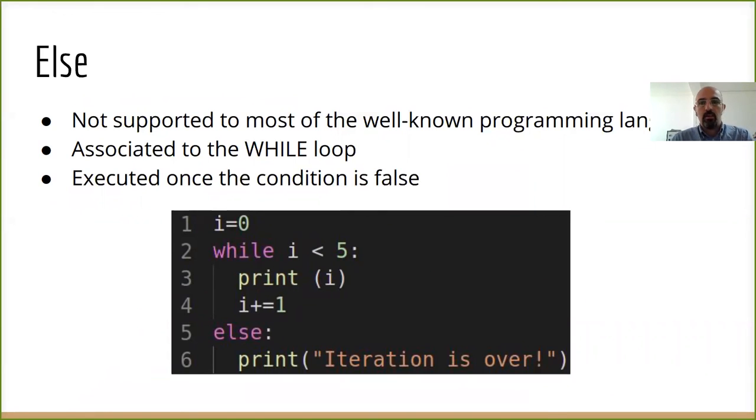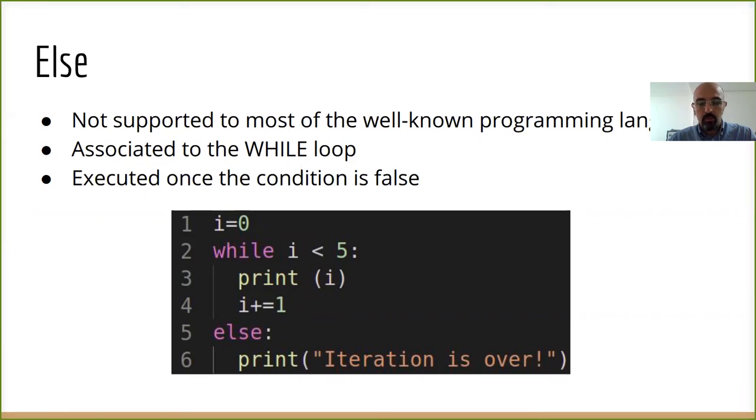Else is a syntax, an extension of the syntax of while, basically. It can be used as well for the for loop. Such syntax is not commonly used by other programming languages. There might be some that I don't know, but so far, to my knowledge, only Python is using it. It will execute if the condition of the while is negative, so it's false.